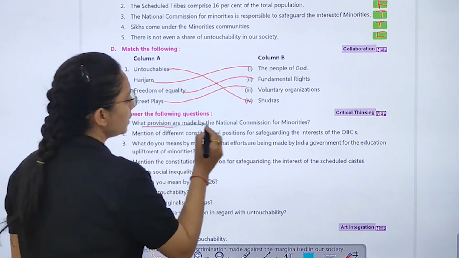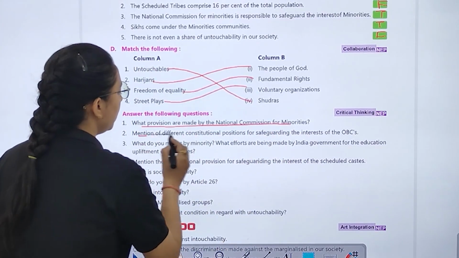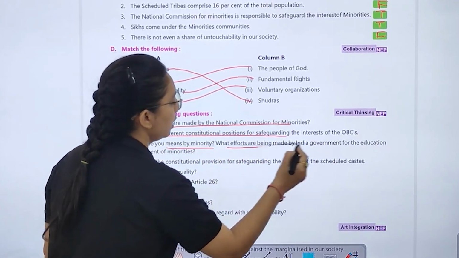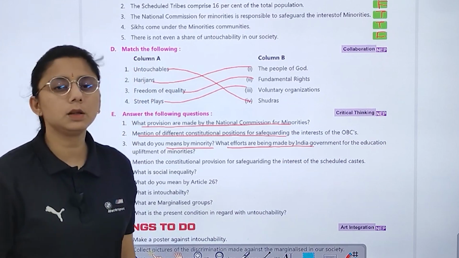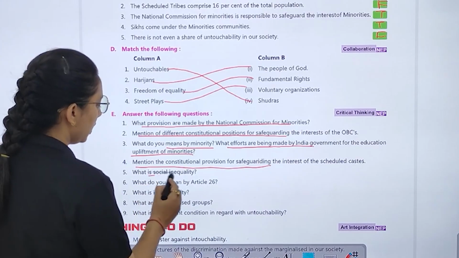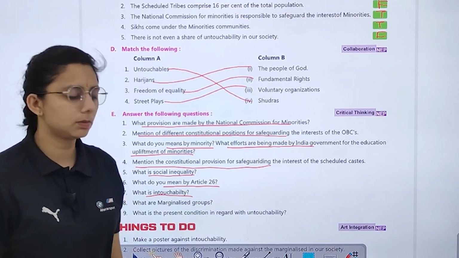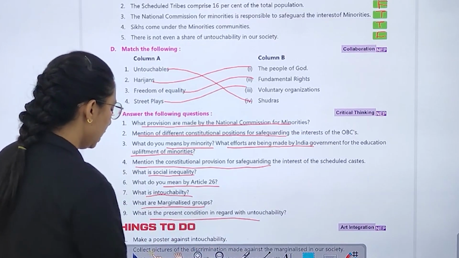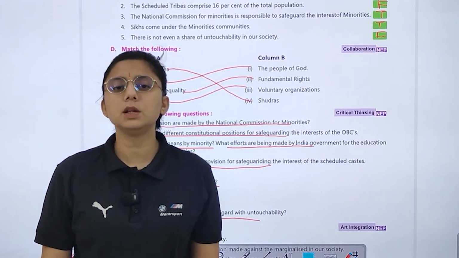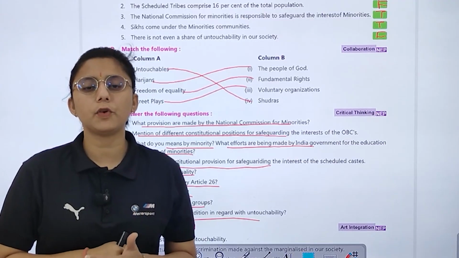Now answer the following. What provisions are made by the National Commission for Minorities? You have to tell what provision was made. Mention different constitutional provisions for safeguarding the interest of OBCs. What do you mean by minority? Or what are the efforts being made by the Indian government for the educational upliftment of minorities? Mention the constitutional provisions. What is social inequality? What is Article 26? Then you have to tell what is untouchability. What are marginalized groups? And you have to describe the present condition regarding untouchability. This is all in this chapter. Hope you understood each and everything. Now we will meet in the next class. That's all for today. Thank you.